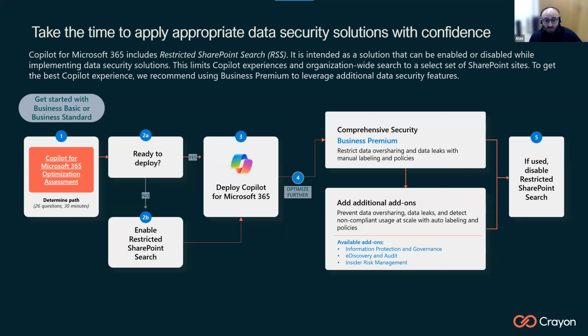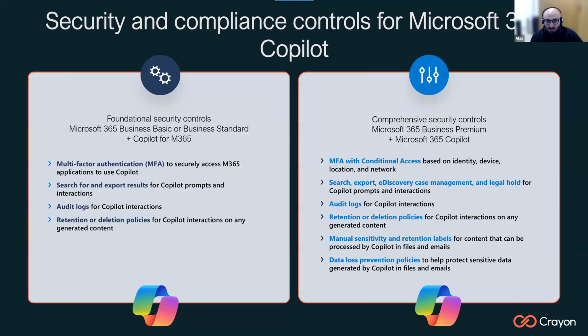First step is, it is recommended that small to medium businesses optimize data security and compliance controls with Business Premium, which include manual sensitivity label and more, which we discussed in the previous slides. Fifth step is, after the data security features are in place, you can turn off restricted SharePoint search and unlock the full value of Copilot and enable access to all relevant SharePoint sites.